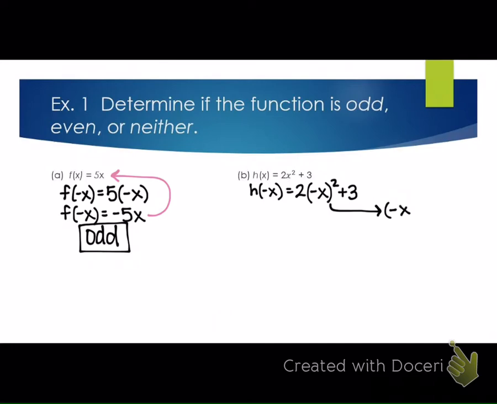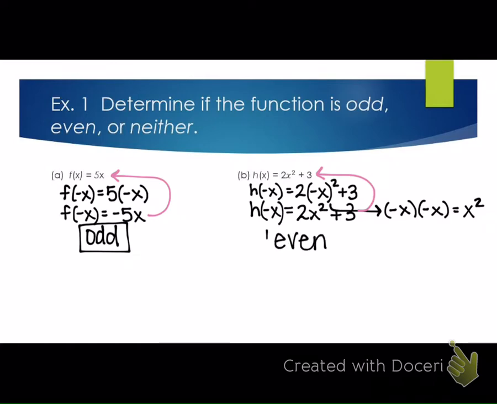Negative x squared is negative x times what? Negative x. And what does negative x times negative x equal? Positive x squared. All right? So, when I simplify this function, h of negative x equals 2x squared plus 3. Now, let's compare our new function to our original function. And what do you notice about the two functions? They're exactly the same. So, even, odd, or neither? Even. If the new function and the original function are exactly the same, it is an even function.